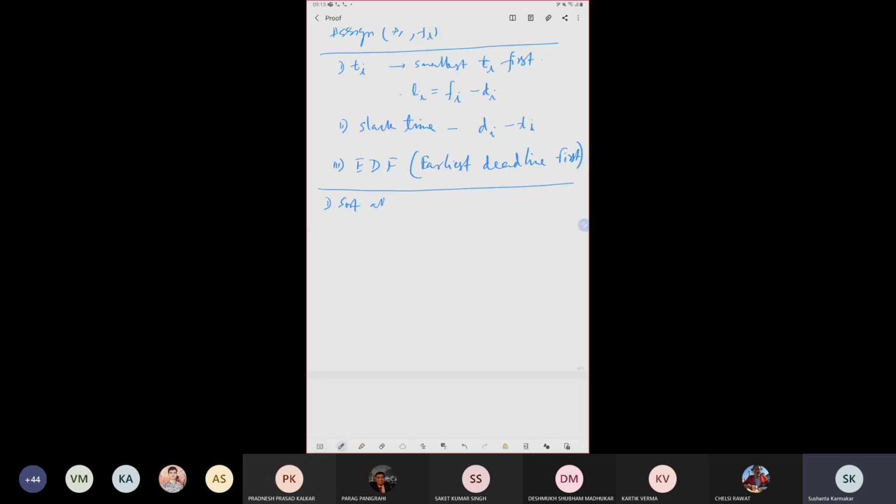Sort all jobs based on deadline. Let's say they are arranged in this order, D1, D2, ... Dn. Remember, the jobs need not actually be in this order, they may be in some different order, but we assume that when they are arranged in this increasing deadline order, they form this way.